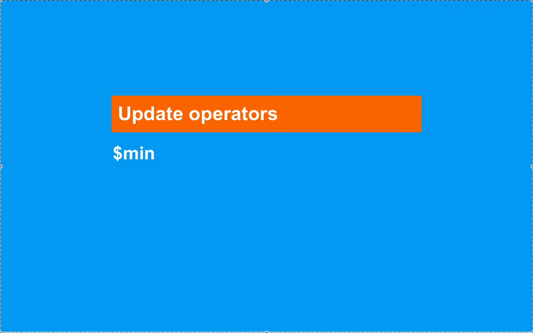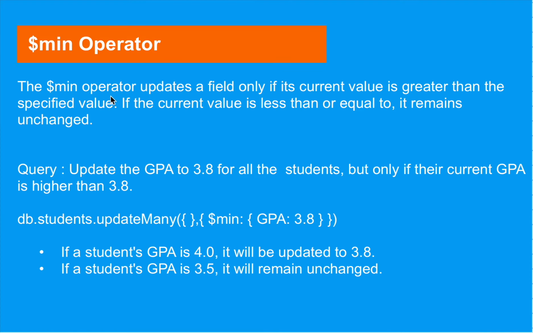In the last video, we learned about max operator. In this video, we will learn about min operator in MongoDB. $min operator in MongoDB updates a field only if its current value is greater than specified value. If the current value is less than or equal to the specified value, it remains unchanged.